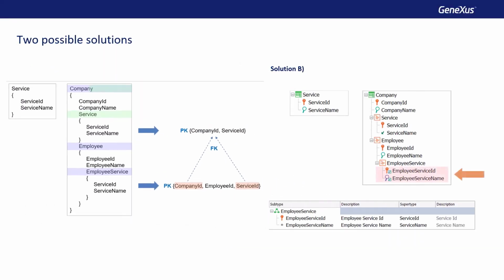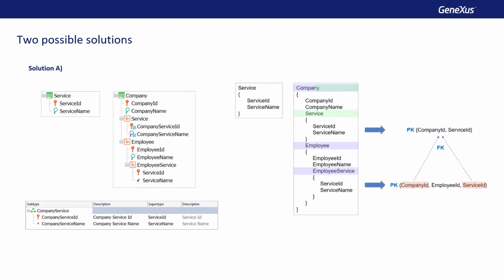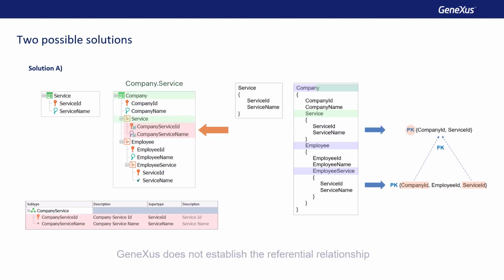But if we change the name with the subtype of service ID in the table in which this attribute is part of a foreign key, for Genexus, this doesn't delete its referential role. On the other hand, if the attribute to which we change the name, using a subtype, is the one that plays the primary key role, then in the table in which the supertype attribute appears, it does not establish the referential relation.